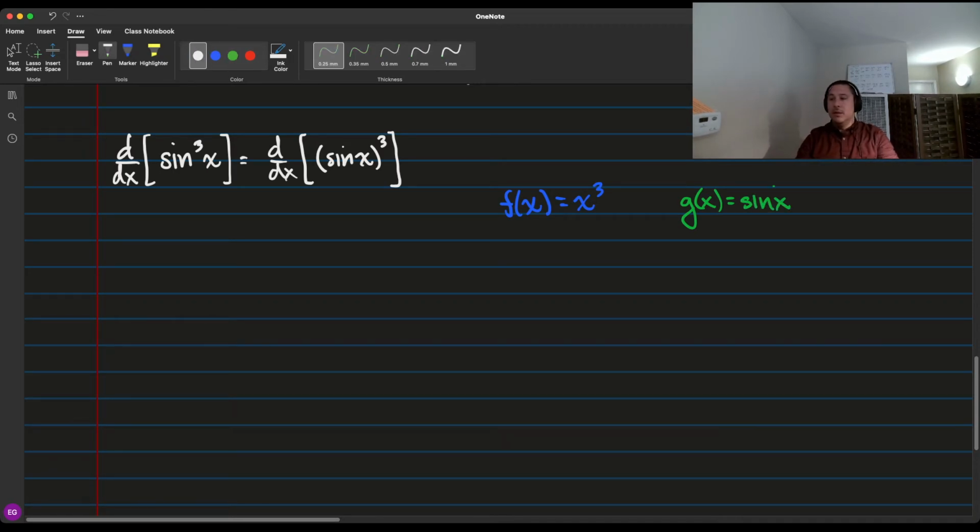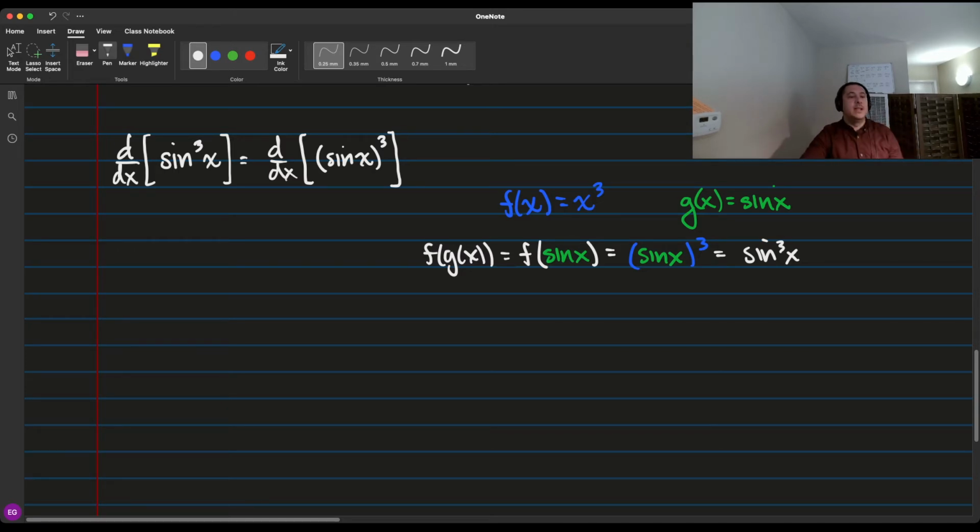So now you can go and verify, hey, what is f of g of x? Well, g is sine. And what does f do to sine? Well, it's going to take sine and cube it, which we usually write as sine cubed x. And that's exactly what you're taking the derivative of. So we identified f and g correctly.